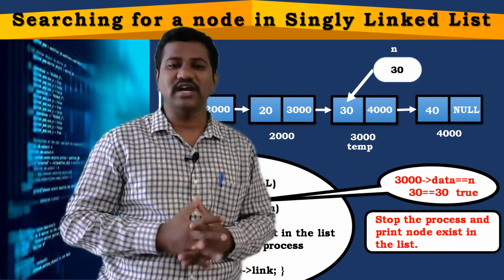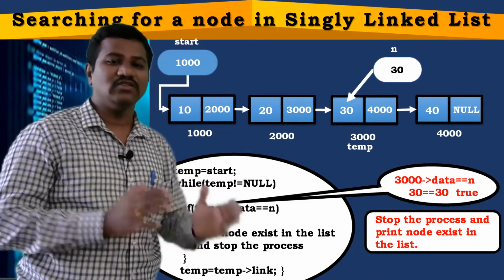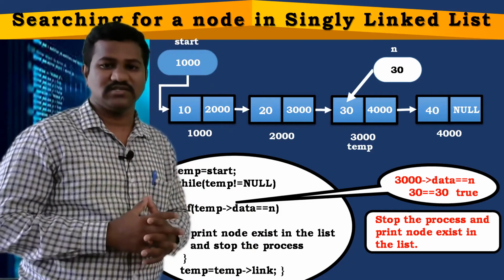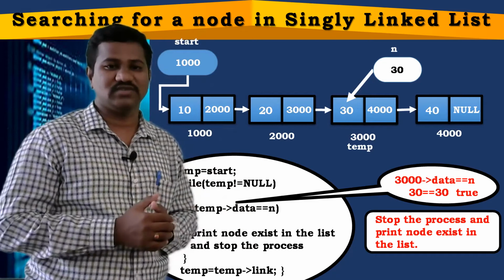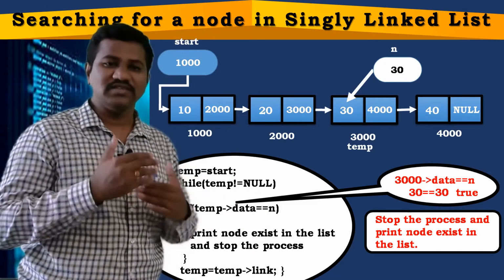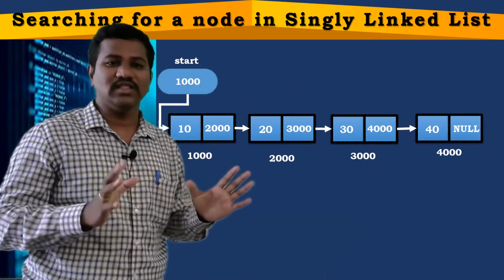30 equal to 30 means the condition is true. If this condition is true, the if part says to print that the node exists in the list and stop the process. We need to stop the process and print that the node exists in the list. How to write this instruction, I will be discussing with you. So we find the node in the list.